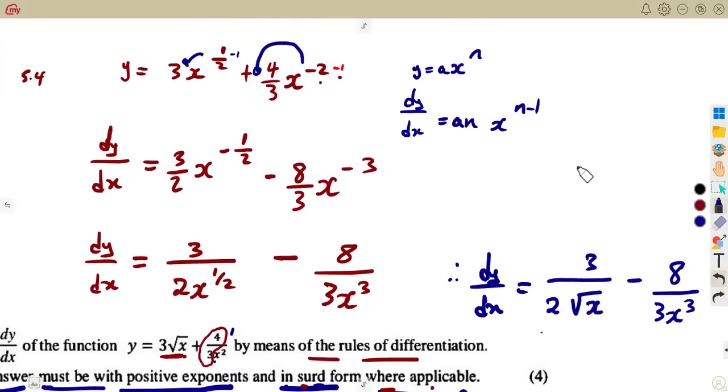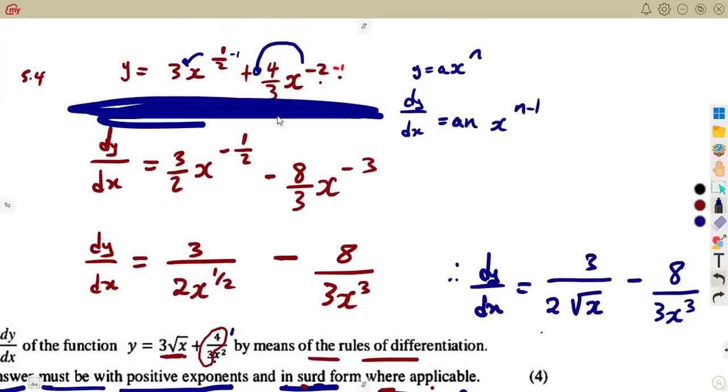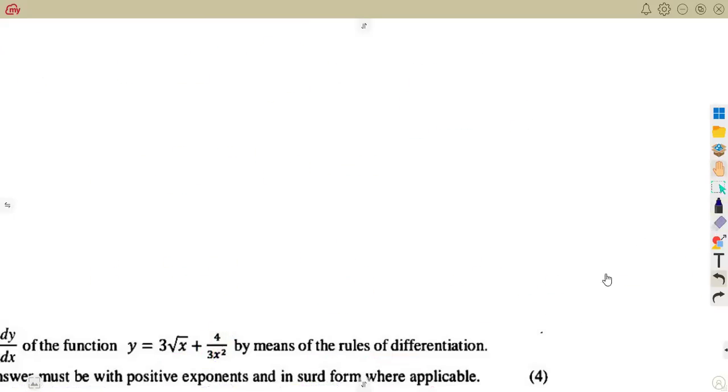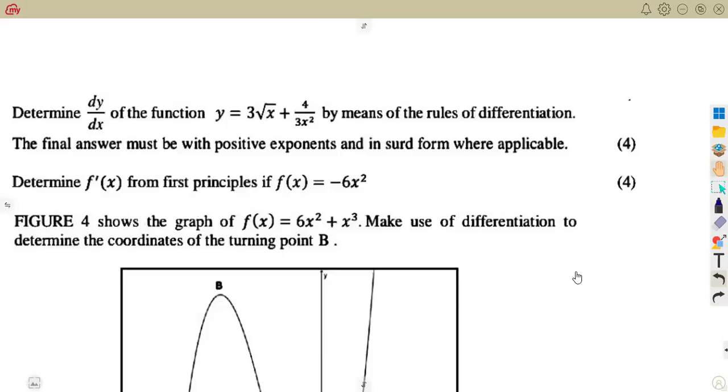So first, rewrite in a way that you can differentiate x, where you can see x raised to a certain exponent. Then you differentiate. You drop the exponent, you subtract 1 on that exponent. Just like that. So please do revise as many questions as you can, guys.